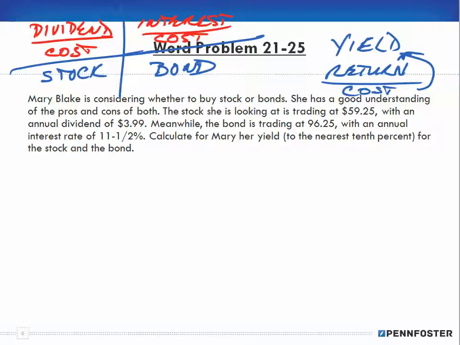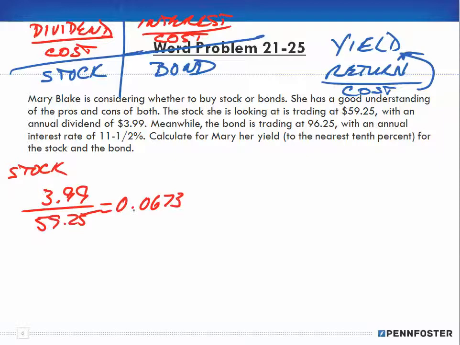Okay, so here we're looking at the stock first, and it's paying an annual dividend of $3.99, and the price of my stock is $59.25. Well, I divide one by the other. $3.99 divided by $59.25 is 0.0673. Converted into a percentage, that's 6.7%. Okay, for the stock.